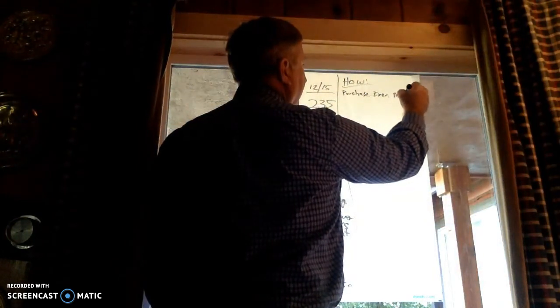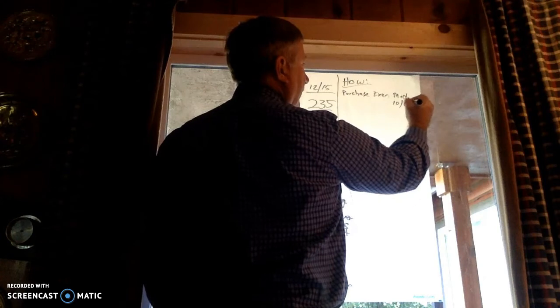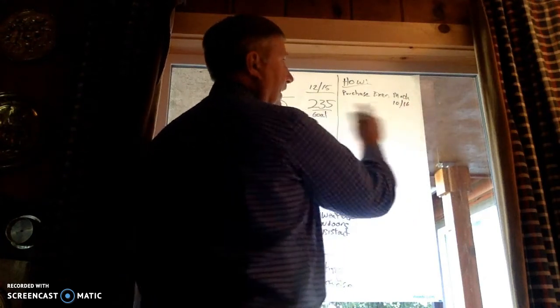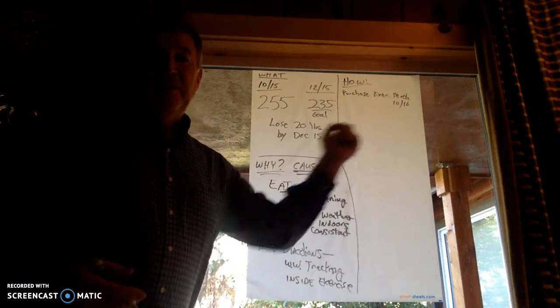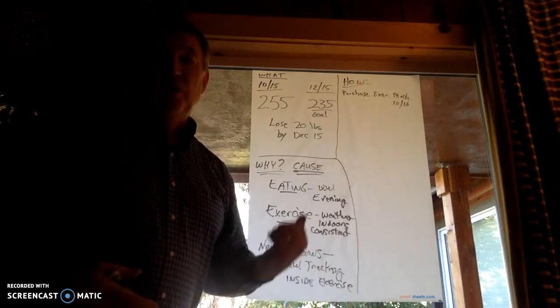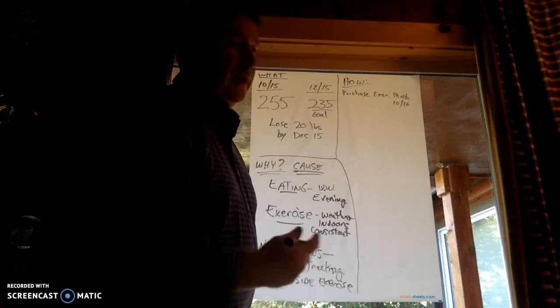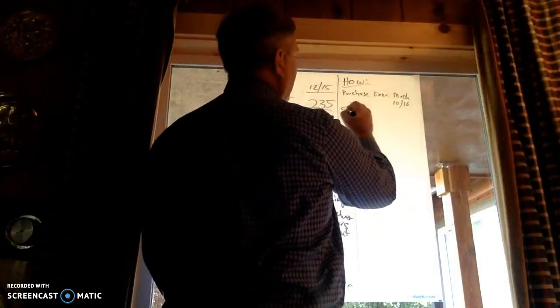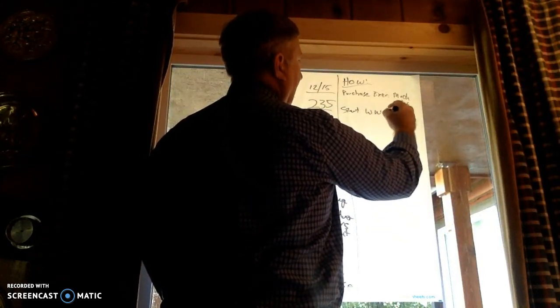So, purchase exercise machine, and I need to set a date, so I'll do that by the next day, 10/16, and all these actions are going to be mine, but if there was multiple people involved, I would need to put the person's name there. Who will do what by when? So I'm also going to need to start re-engage, really, the Weight Watcher tracking.